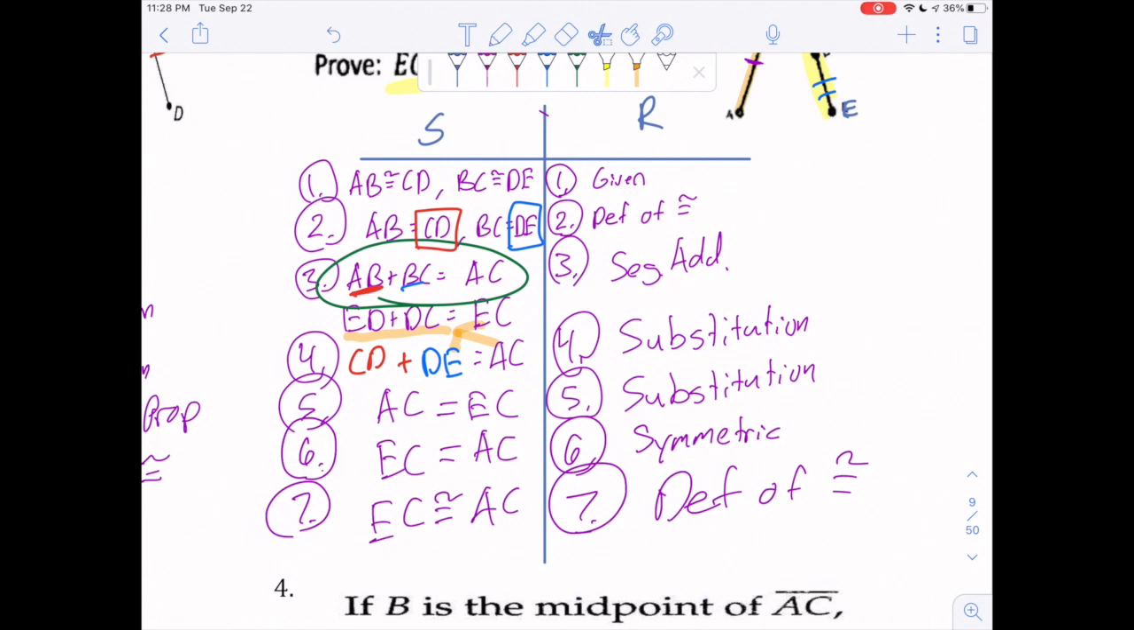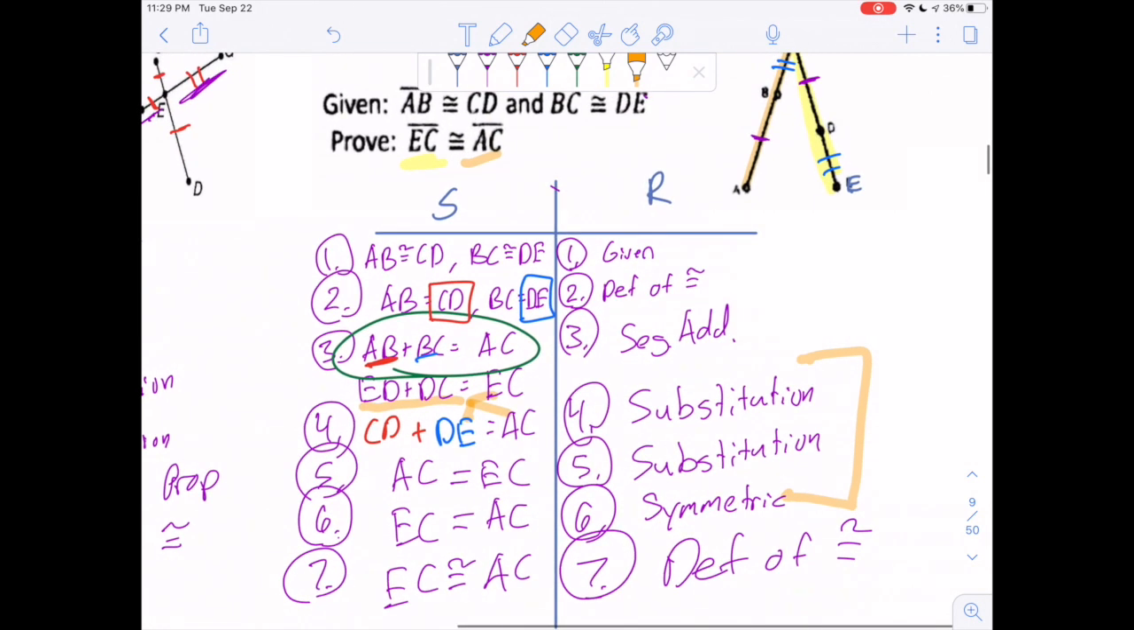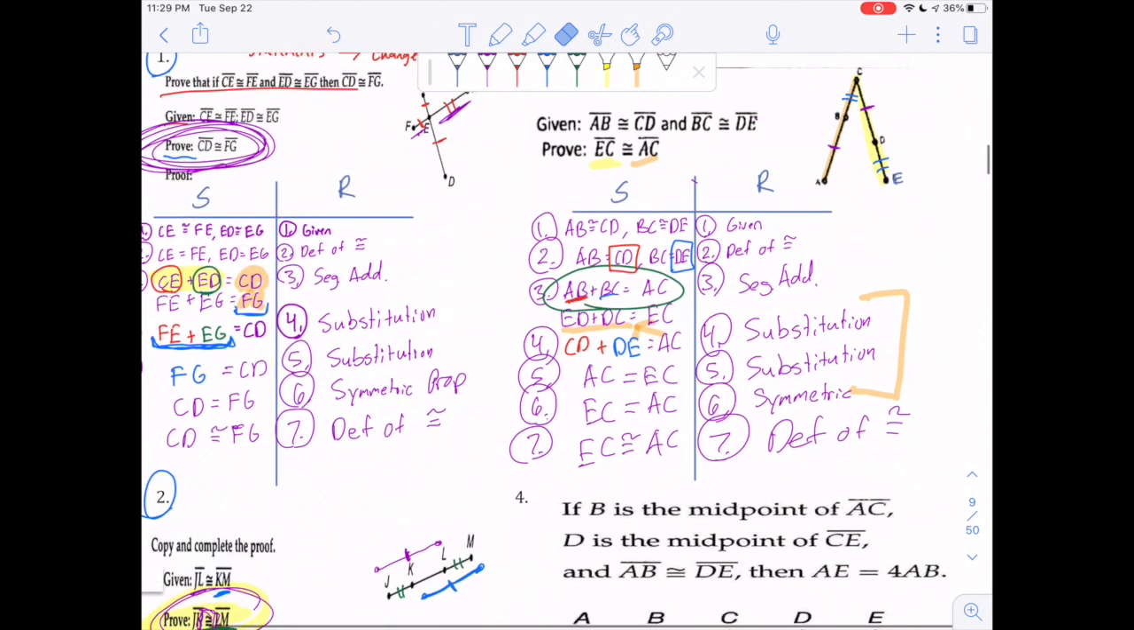So this is the part that is up to you right here. This substitution part, that's between you and you, okay? There's really no tips and tricks for it, but you have to have that vision. These here, I'm hoping we can get to this level by the end of this week. This is like automatic. You have your given, you use definition of congruence, and like I said, 99% of the time, you're gonna use segment addition. So that's your setup there.